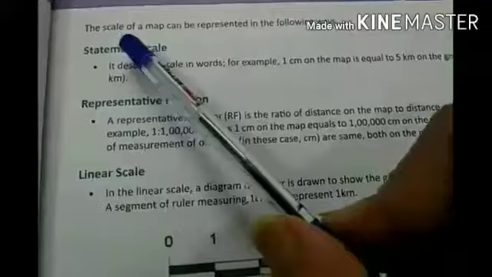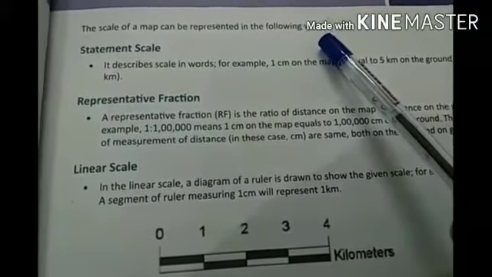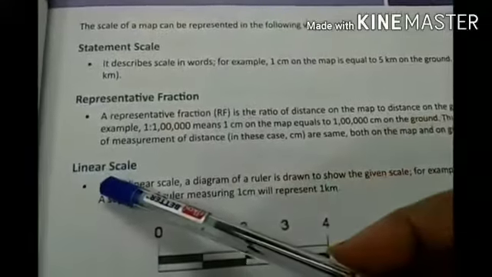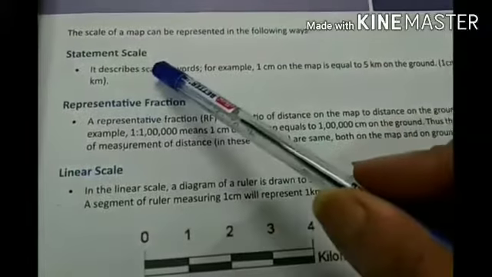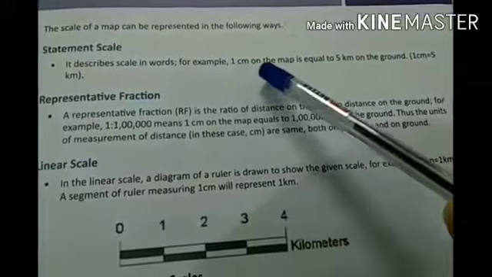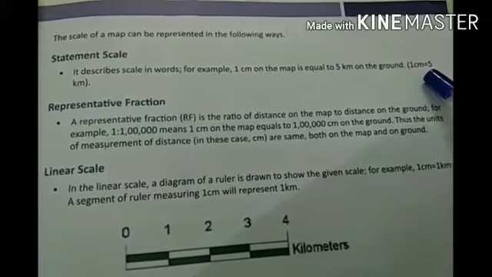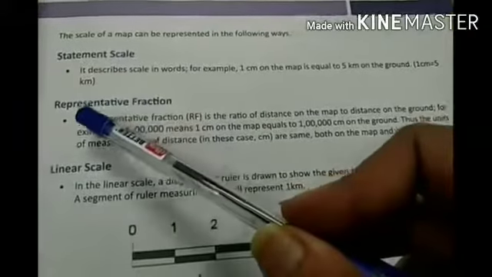The scale of a map can be represented in the following ways. Now there are 3 ways to represent the scale. First is the statement scale. It describes scale in words. For example, 1 centimeter on the map is equal to 5 kilometer on the ground.